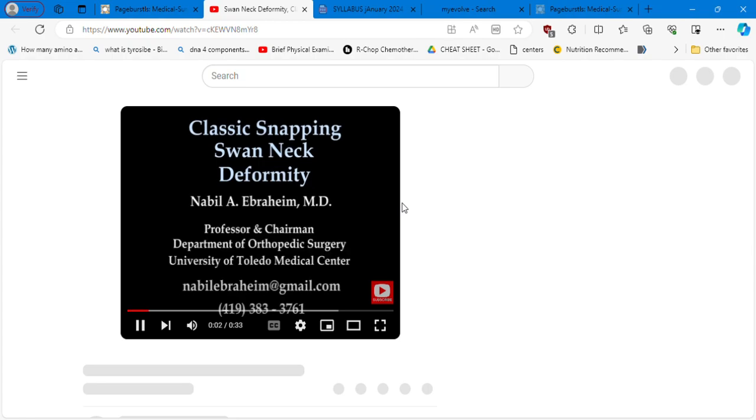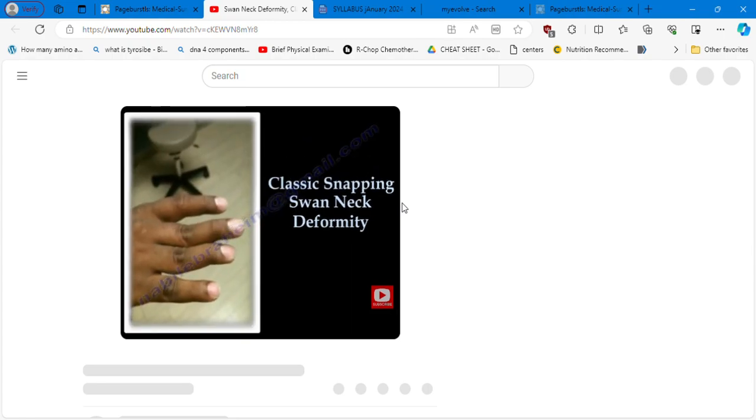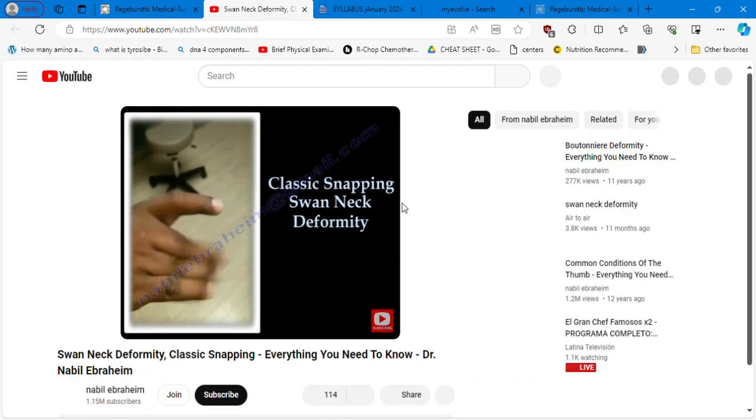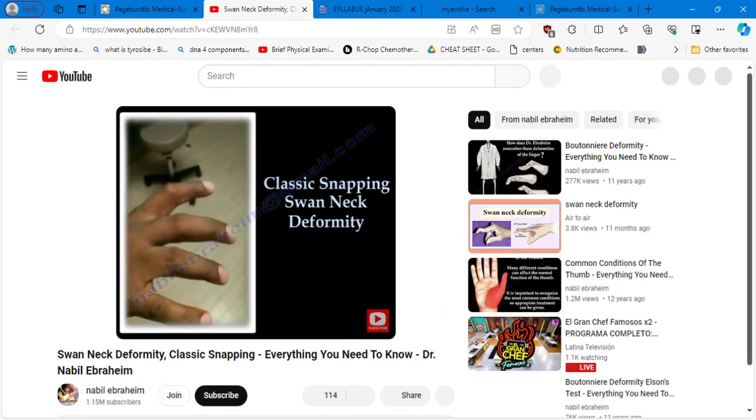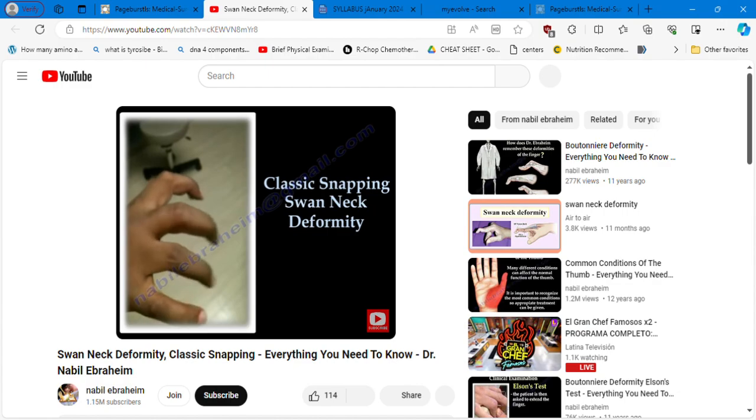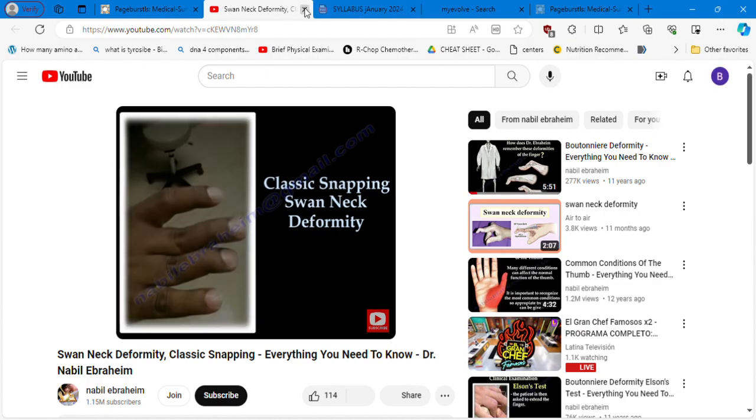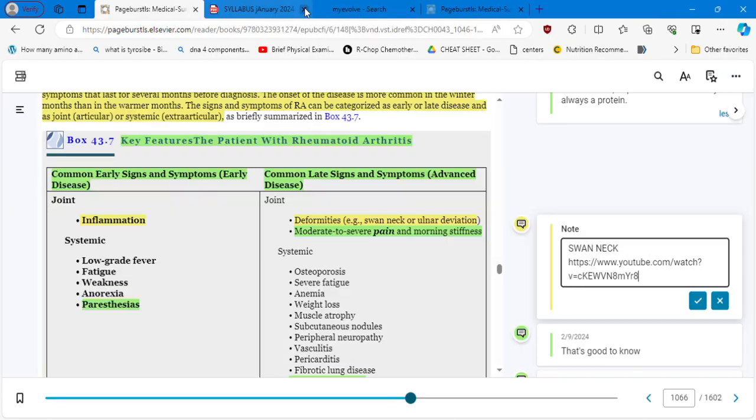Classic snapping swan neck deformity. You see, those are the rheumatoid arthritis swan neck. Okay, thank you so much. And I think the chapter also has some images.